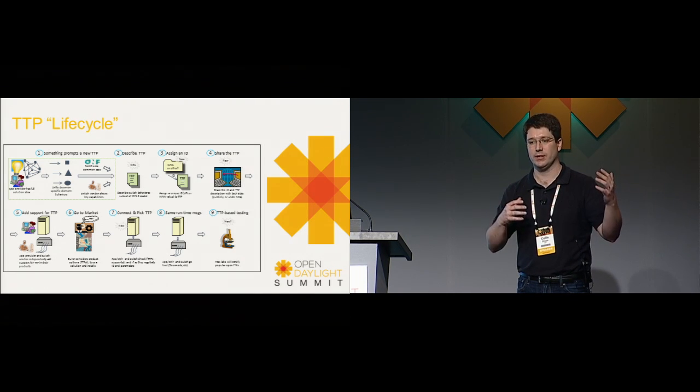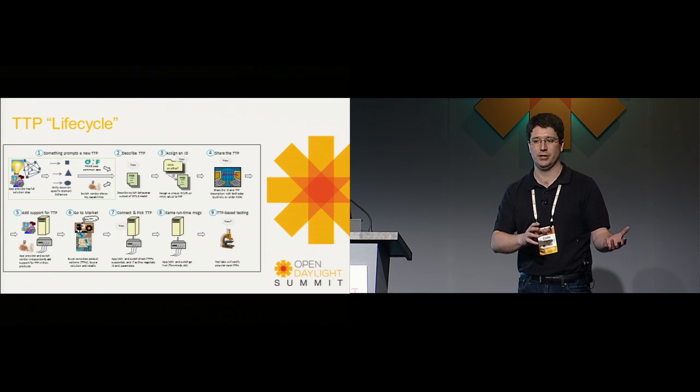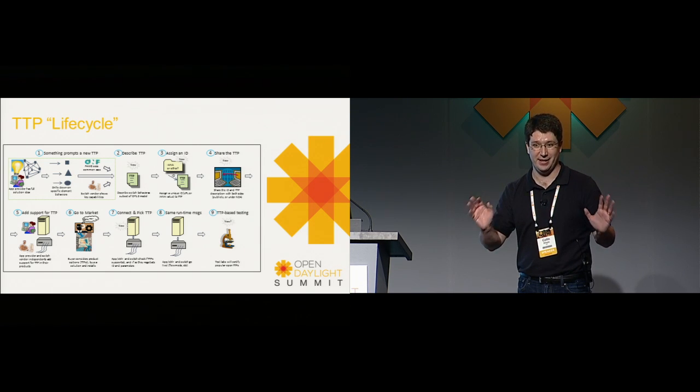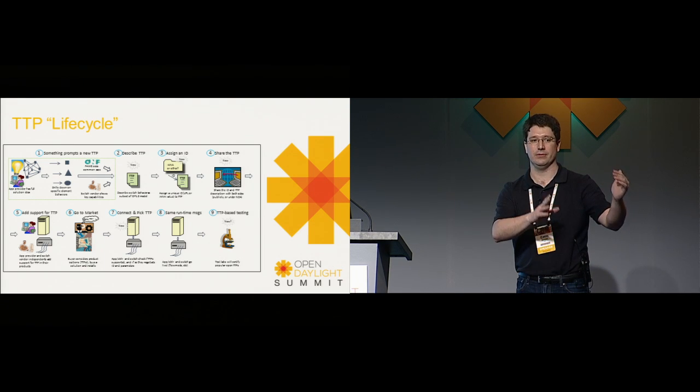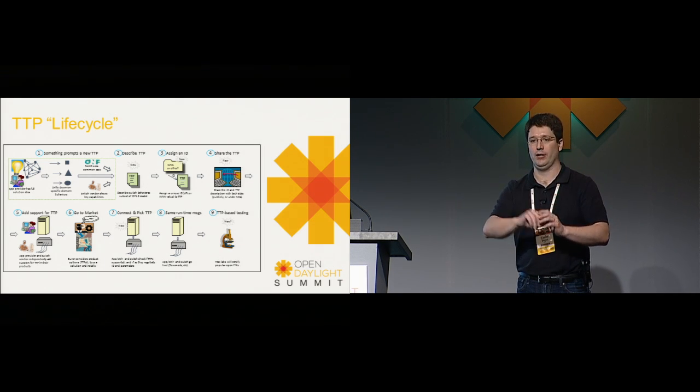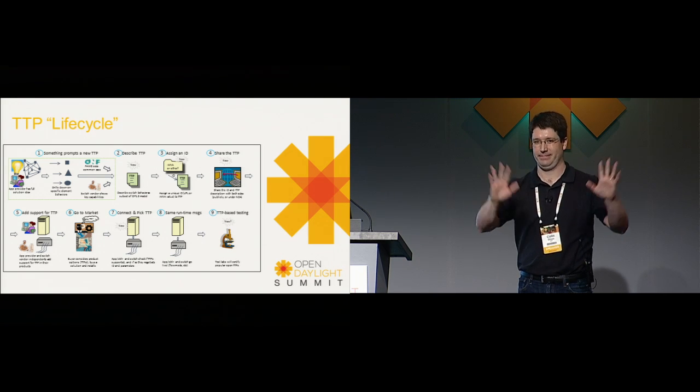And TTPs are really just a JSON representation of those data structures chained together into a pipeline, saying what transitions between tables are possible. So if you're looking for a concrete thing to think of as what a TTP is, it is a JSON file describing a series of tables using OpenFlow language and what transitions between tables are legal.